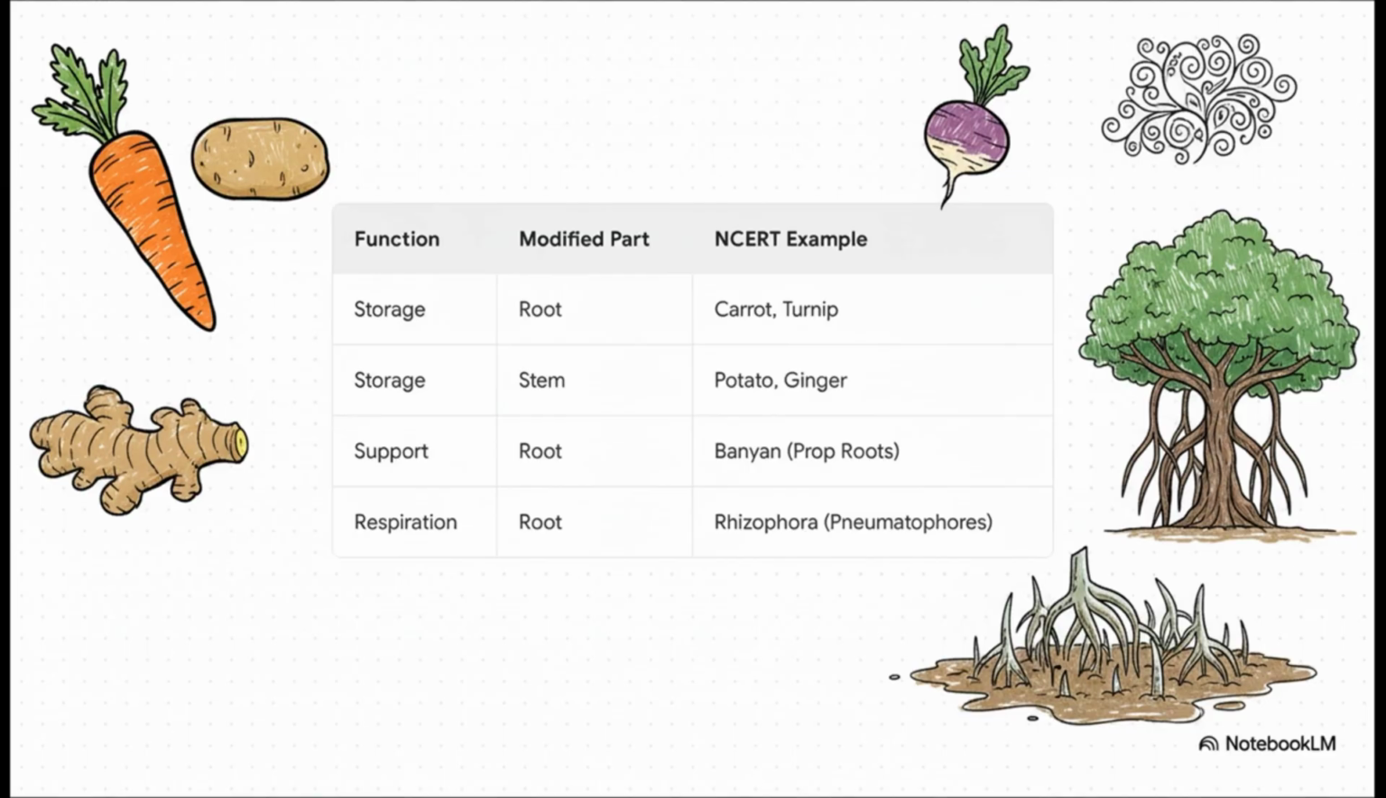Okay, now this is where it gets a little tricky, and it's super important for you to get this straight. Different parts can be modified to do the exact same thing, so you have to know which is which. Let's take storage, for example. A carrot, that's a modified root, but a potato, that's actually a modified stem. See? Same job, different part. And look at support. The banyan tree has these insane prop roots that literally grow down from its branches to prop it up. Or how about breathing? In swampy areas, plants like rhizophora grow these special roots called pneumatophores that grow up out of the mud just to grab some air. These NCERT examples are absolute gold. You have to know them.